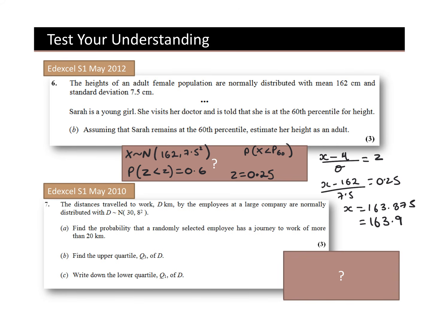Okay, so the distances travelled to work, d kilometres, by the employees at a large company are normally distributed with d normally distributed with a mean of 30 and a standard deviation of 8. Find the probability that a randomly selected employee has a journey to work of more than 20 km. So we want the probability of our journey being more than 20 kilometres, okay? If we want more than 20 kilometres, what are we essentially saying?